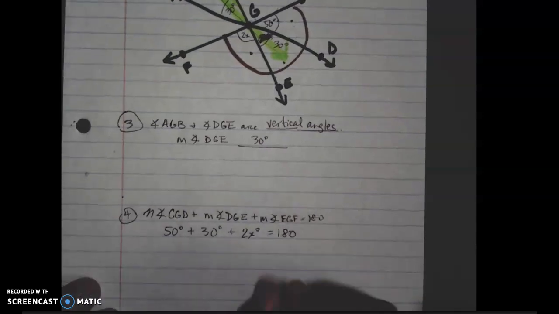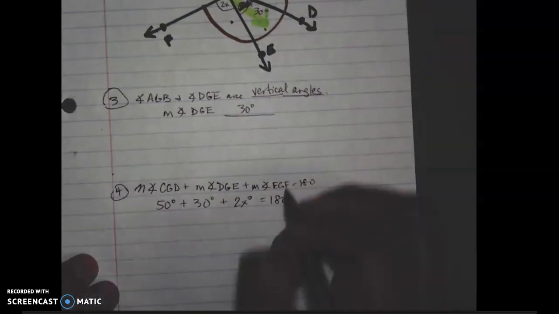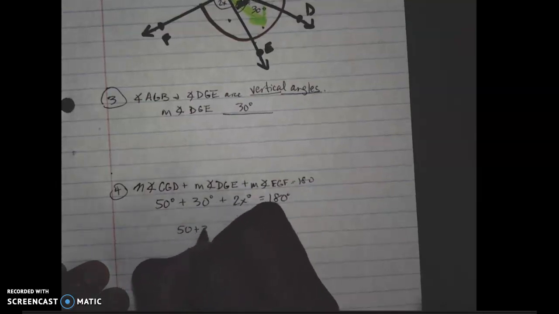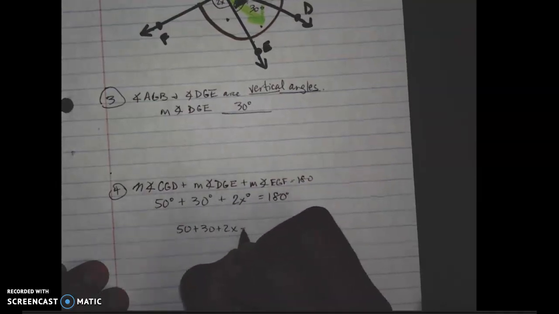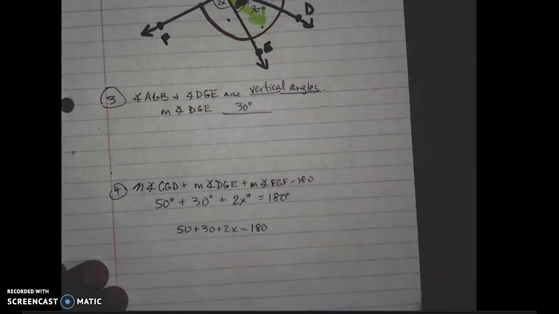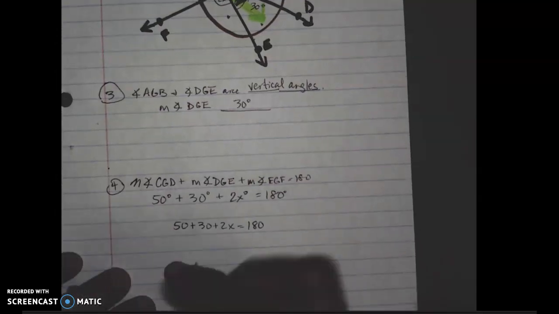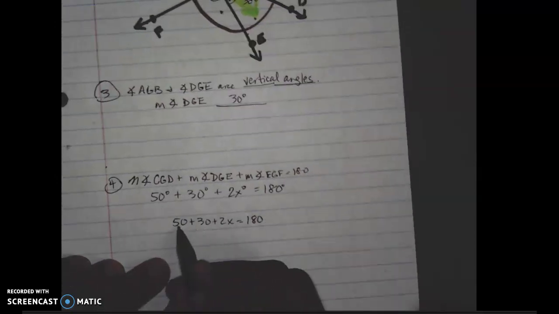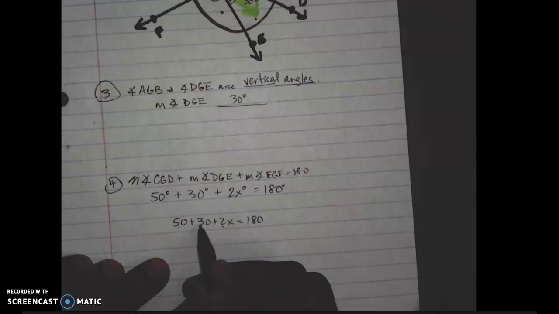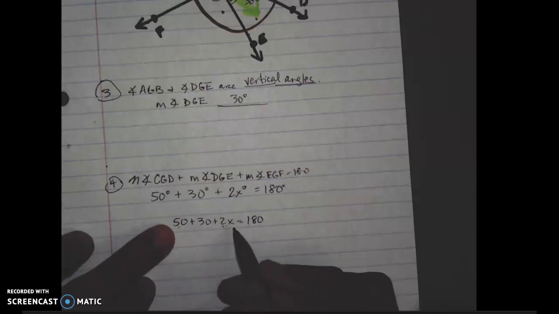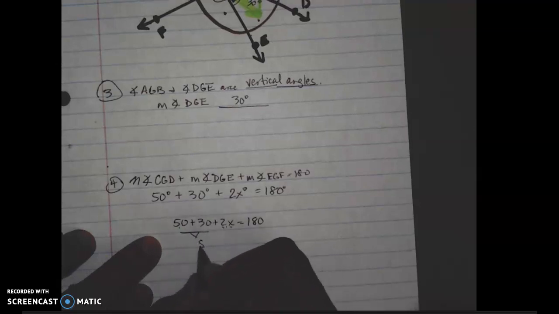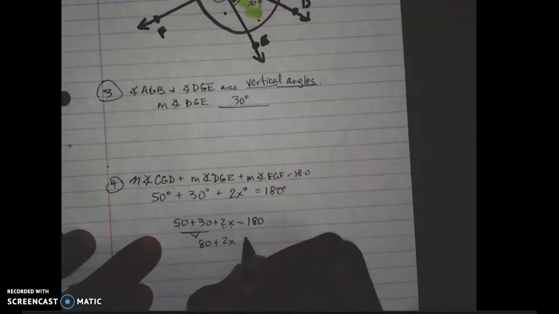All right, so if we leave the degree symbols behind, this is like what we call combining terms. A term can be a number, it can be a variable, or a combination of the two. When I add these together, what can I combine? Can I combine 50 and 2x? No. Can I combine 30 and 2x? No. But I can combine these numbers. So together, 50 plus 30 becomes 80, plus 2x, which I can't combine with anything.